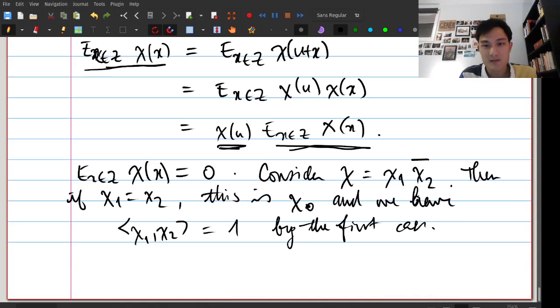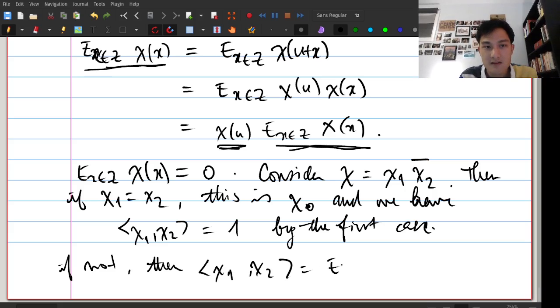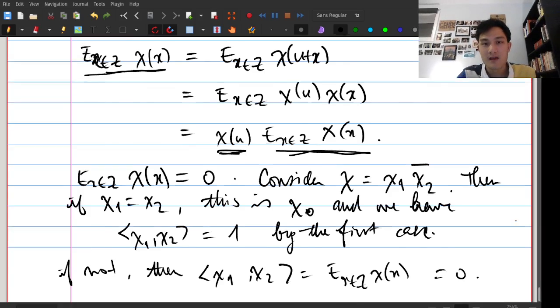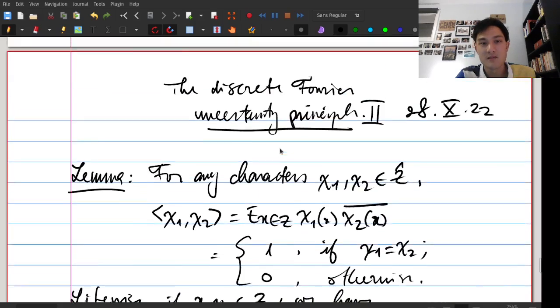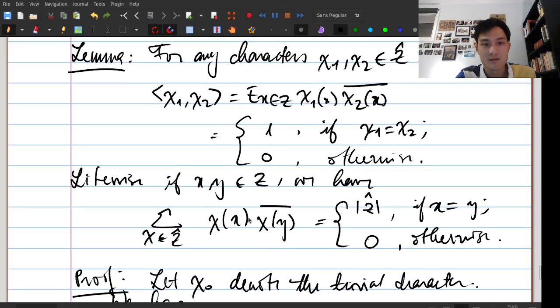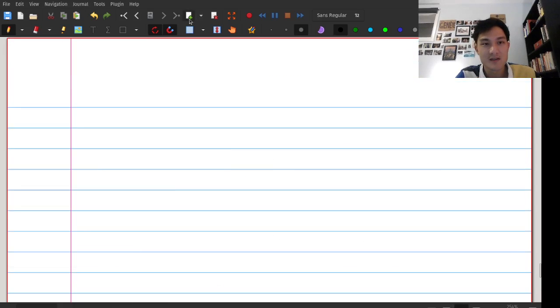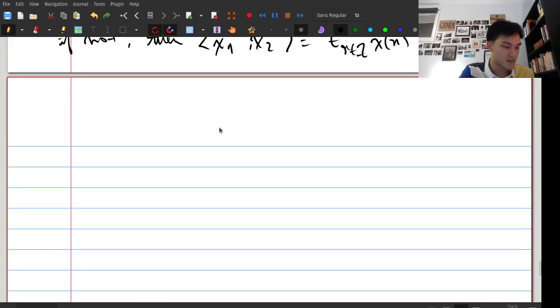Okay, sorry, my writing's really bad. And if not, then, well, yeah, okay, I don't even know why I'm writing all this. Chi 1, chi 2 is equal to this thing, right? So the sum over x in Z of chi x, for some non-trivial character chi, which we showed has to be 0. Okay? Now, the proof for the other statement is literally the same, but I'll just do it anyway. I mean, it's not literally the same, but it's the dual of the same thing.